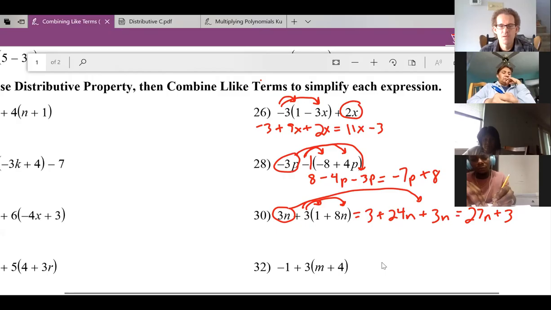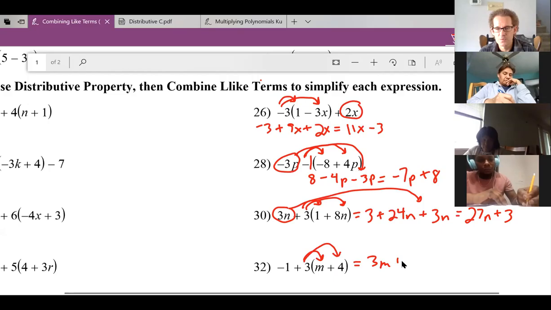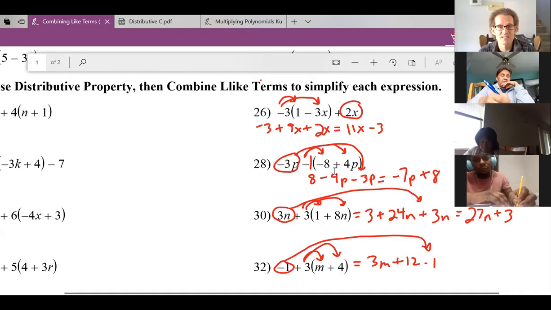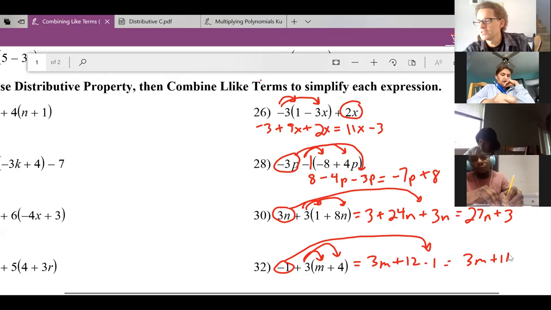One more. I have 3 times m for number 32. That equals 3m. I have 3 times 4, that's 12. And then I'm going to bring this number over here, this negative 1, and see if I can combine it with any like terms over here. So minus 1. I see that this has a variable, but this number doesn't, and this number doesn't. So I can combine those. So I'm going to have 3m plus 11. And that's the whole expression simplified.